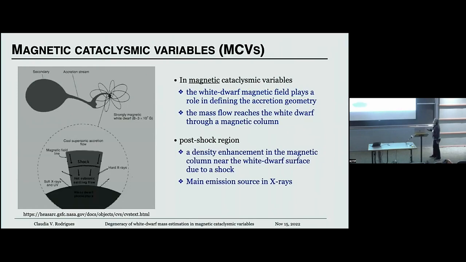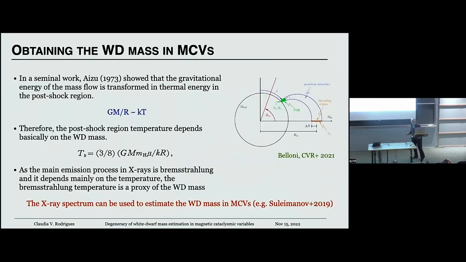But the most important part of the entire system is the post-shock region, which is created because the mass flow from the donor star to the white dwarf reaches supersonic velocity, then you have a shock, then you have a density enhancement. This region dominates the emission of the entire system, in X-ray and also in the optical, especially in the optical continuum.